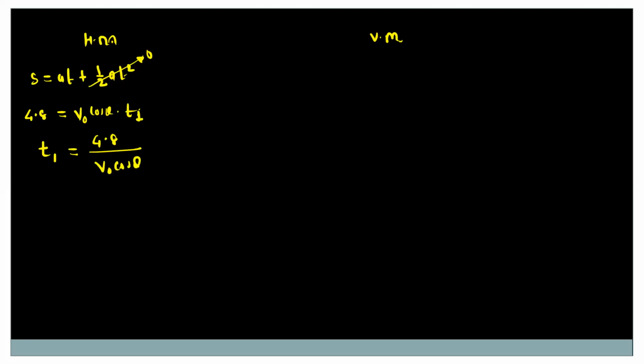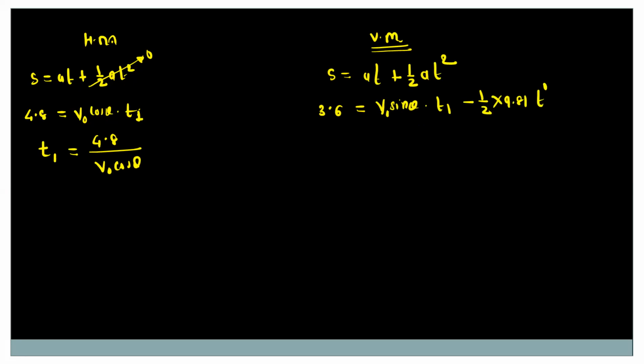Now consider the vertical motion. So use the same equation, s is equal to ut plus half at square. So displacement in the vertical direction is equal to the height of that wall, that is equal to 3.6. Initial velocity is v naught sin theta into time t1 minus 1/2 into 9.81 t1 square. Okay, so put the value of t1.